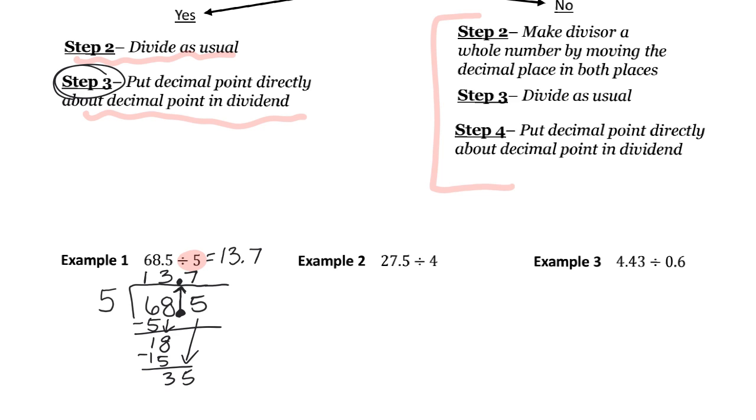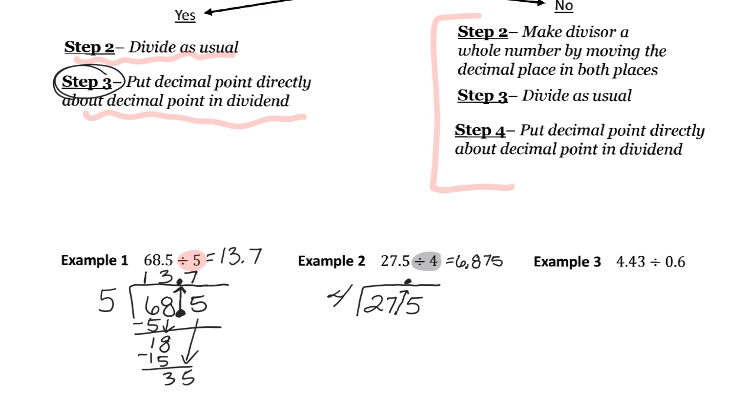Okay, so I want you to try example 2. So let's set it up. The divisor, which is the number after the division sign, is a whole number. So you're going to follow those simple steps where we put 4 outside the division bar. 27.5 comes inside. Then you divide like normal. Don't forget, this comes straight up, and that's there. Okay, so find the answer for me. Okay, so hopefully you got the answer 6.875.